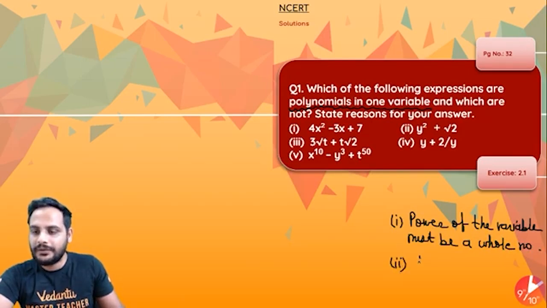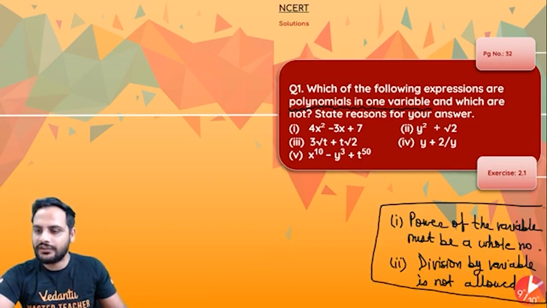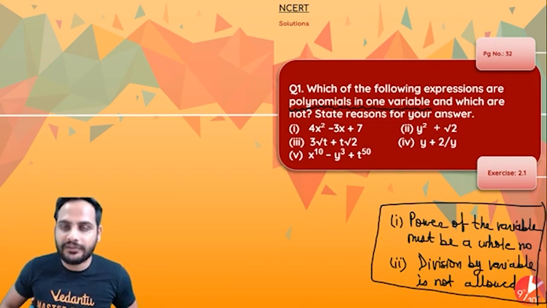The second thing is division by variable. Division by variable is not allowed. You cannot divide by a variable. These are the two things you need to check whenever you are checking whether a given expression is a polynomial or not.